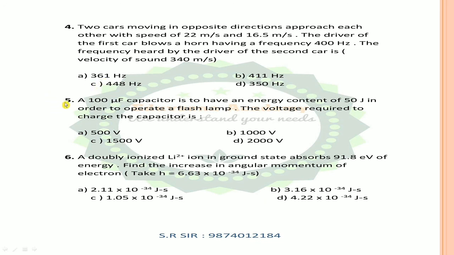Now sum number 5. What is told? A 100 μF capacitor is to have an energy content of 50 joules in order to operate a flash lamp. The voltage required to charge the capacitor is: 500 volt, 1000 volt, 1500 volt, or 2000 volt. So let us solve this sum. It is an easy sum. Let us solve it.